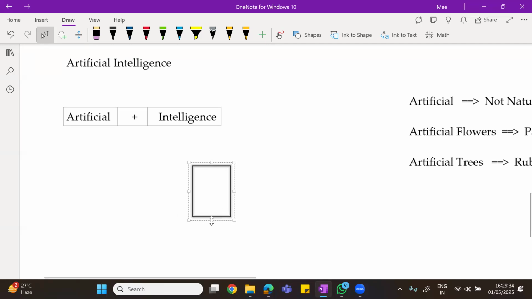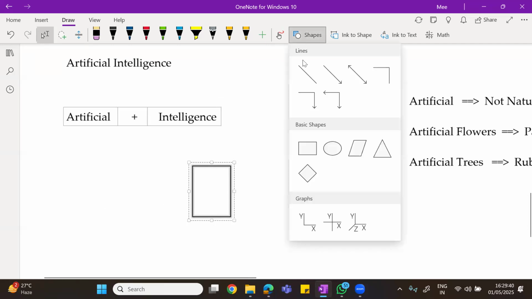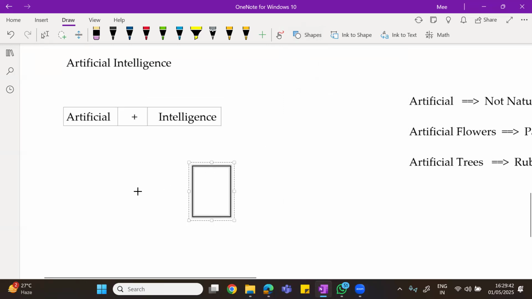Now to this machine or the model, what we are going to do? I'm going to give intelligence. How are you going to give it? Artificially. This I'm passing on artificially.